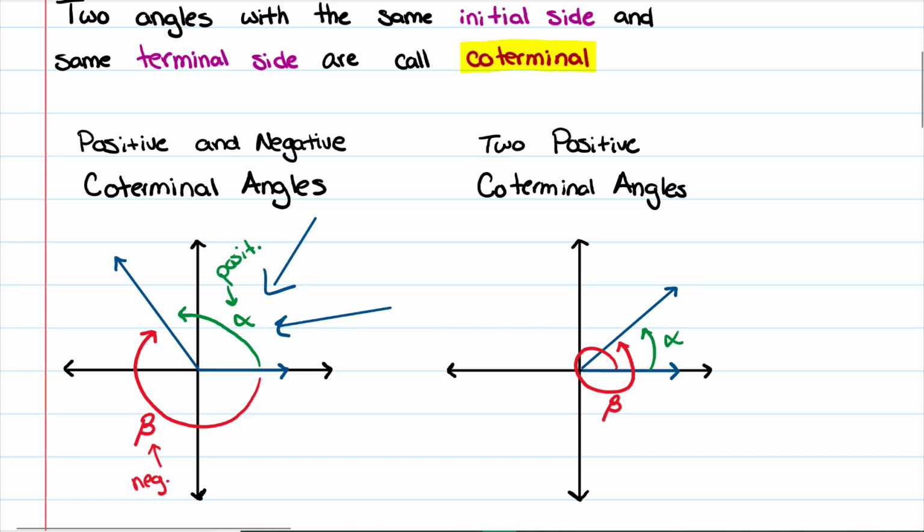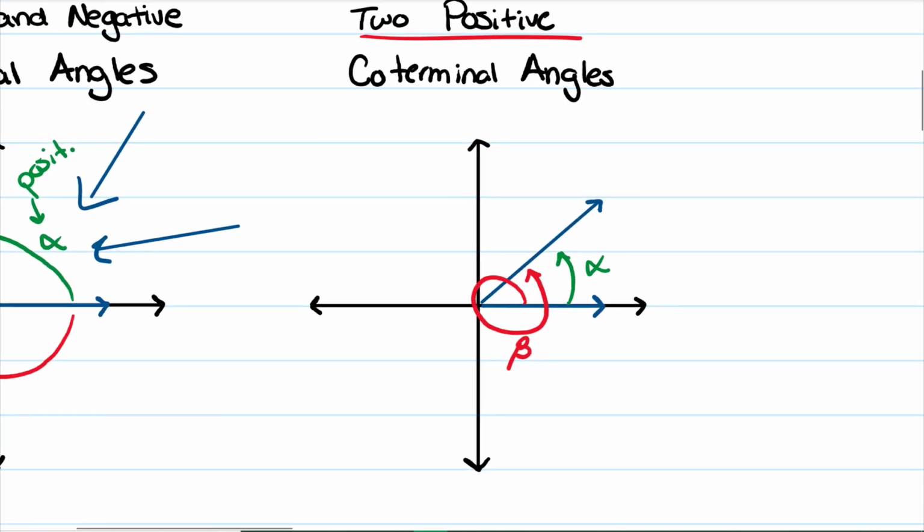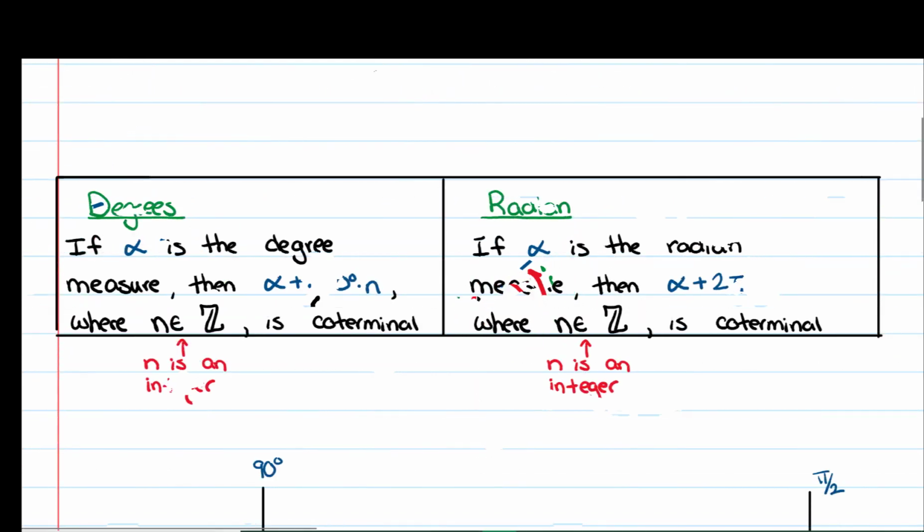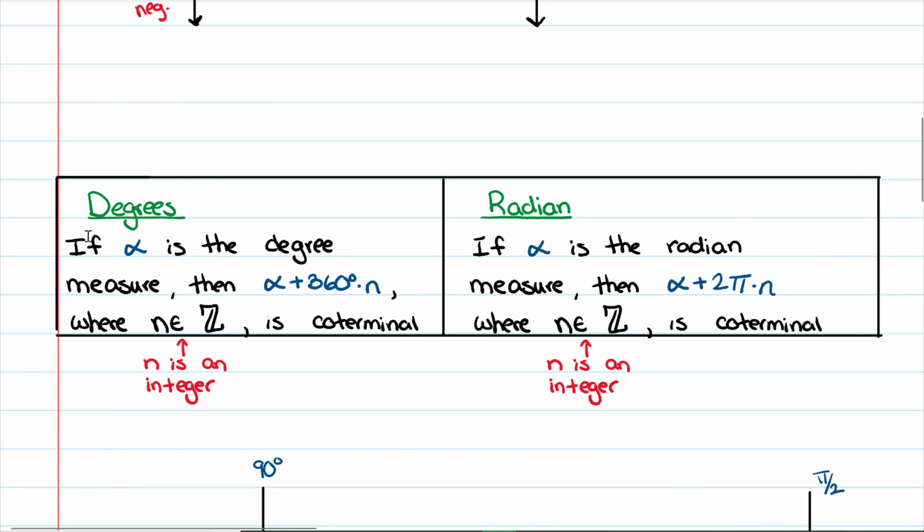Another example of coterminal angles could be when both angles are positive. So that's what this looks like here. Our first angle just goes up a little bit. This is our alpha. The next angle goes all the way around the circle and then back to that angle. In degrees, if alpha is the degree measure, then alpha plus 360 times n, where n is an integer, is coterminal.